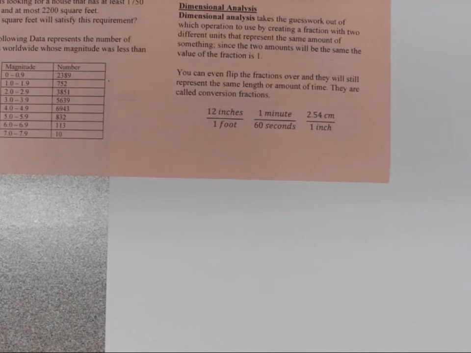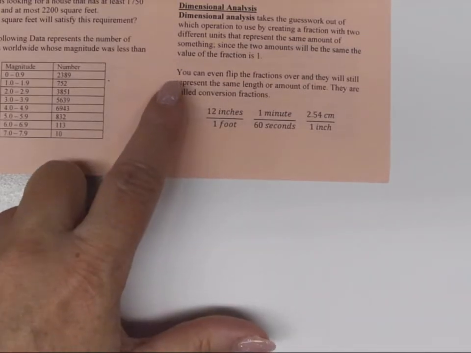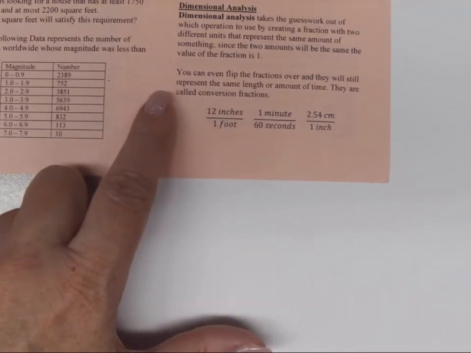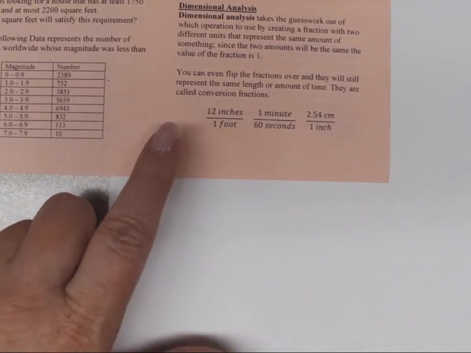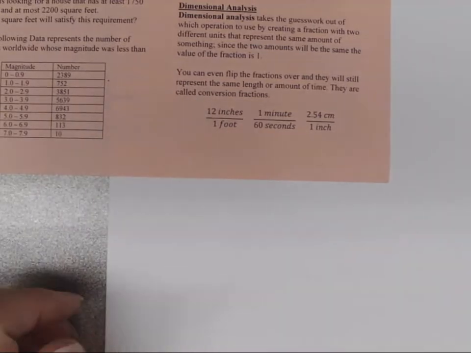So we're going to talk about dimensional analysis, and it takes the guesswork out of which operation to use by creating a fraction with two different units that represent the same amount of something. Since the two amounts will be the same, the value of the fraction is 1. You can flip the fractions over and they'll still represent the same length or amount of time. They are called conversion fractions.